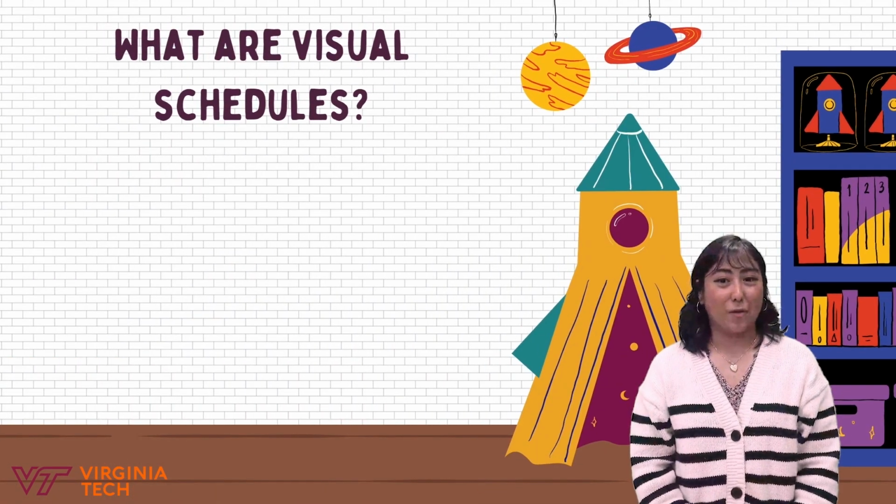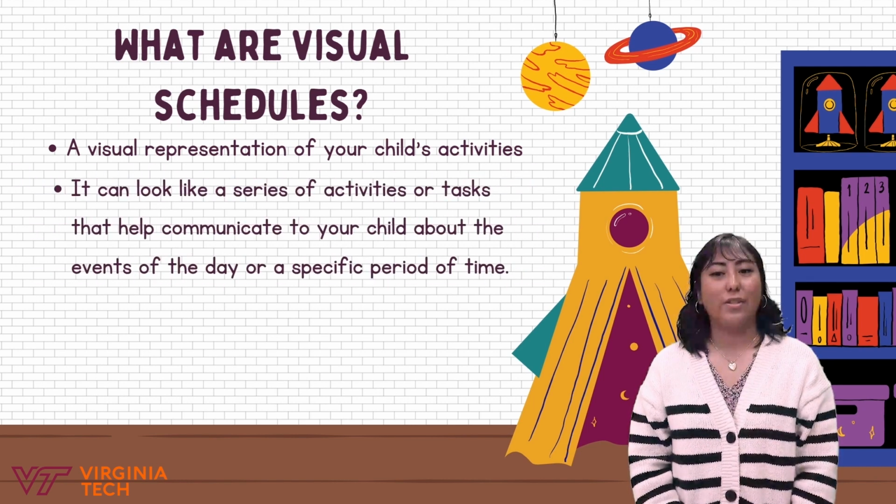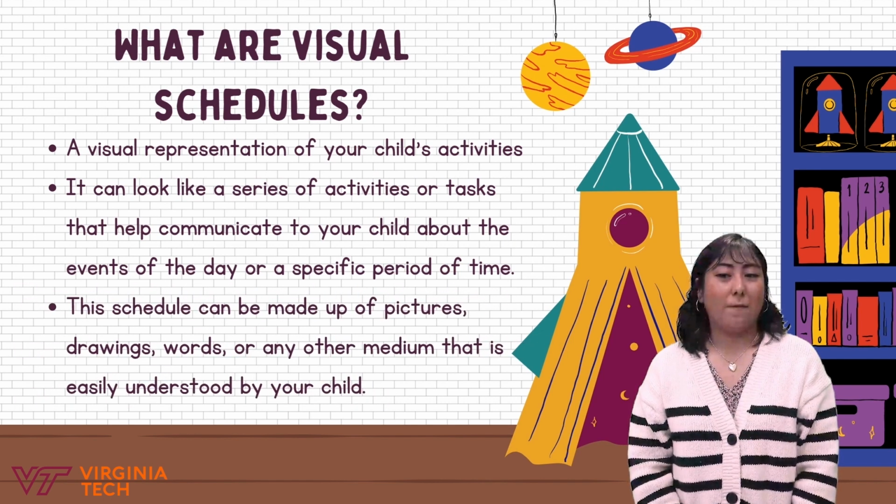So what are visual schedules? They are visual representations of your child's day-to-day life, including the activities that they'll be tasked with for that day. Generally, when we think of these visual representations, we want to think about an easier way to communicate with your child about these activities. So these schedules can come in many forms, but are often made up of pictures or drawings and brief descriptions about each task.